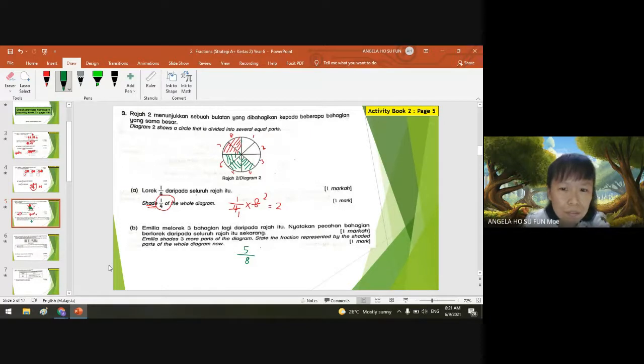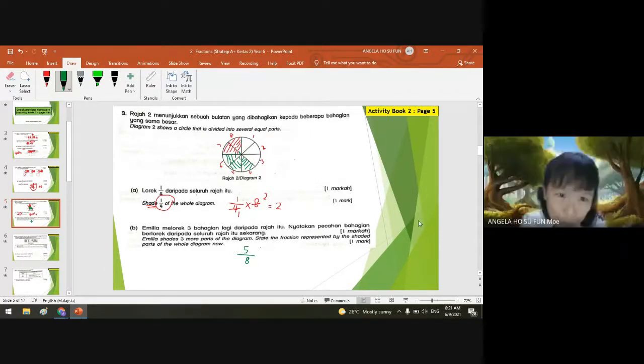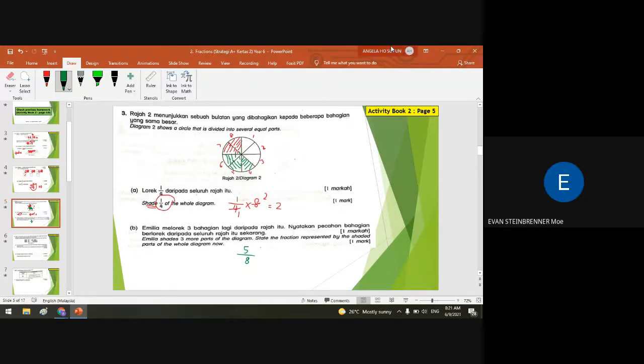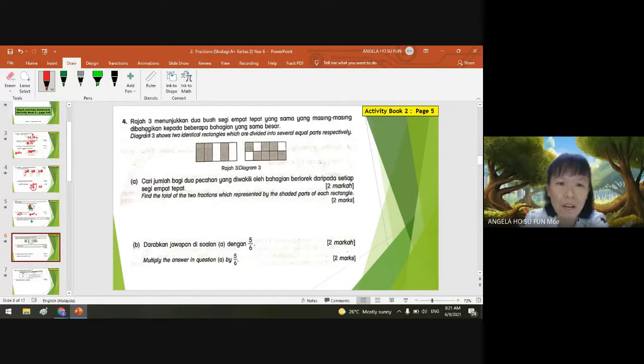Hello? Anyone respond? Yes. Okay. Can we proceed? Yes, teacher. Okay. So we go on. Let's look at question number 4. Look at this diagram here. Diagram 3 shows 2 identical rectangles which are divided into several equal parts. So you can see from here, this is 1, 2, 3, 4, 5. So 3 parts were shaded.